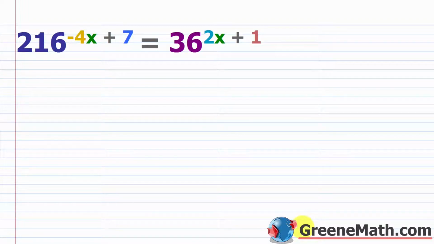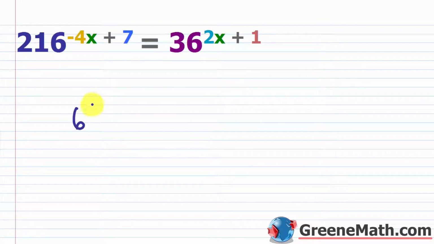So we have 216 raised to the power of negative 4x plus 7 equals 36 raised to the power of 2x plus 1. So if I look at this now, neither of the bases are a prime number, so I've got to start to think in my head how I can relate these two. What would the like base be? So 36 I know off the top of my head is 6 times 6, right? So once I figure that out, then I can look at 216 and say, is that divisible by 6? Yeah, 216 divided by 6 is 36. Well then, 216 is 6 cubed.